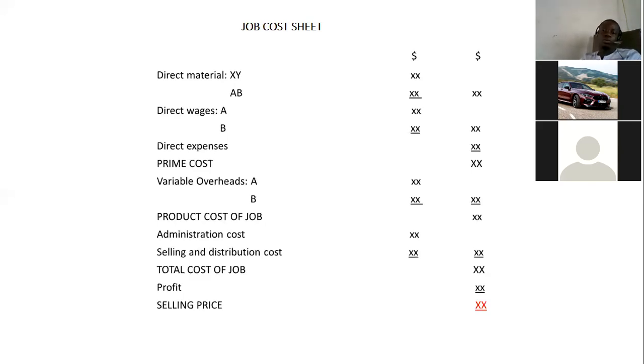So now we have our administration costs. We have our selling and distribution costs also, which is here. And we already know the meaning of all these types of costs. You sum these two up, that is, you sum up your administration costs and your selling and distribution costs.